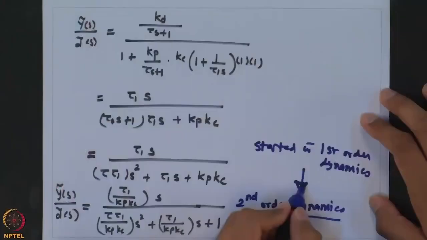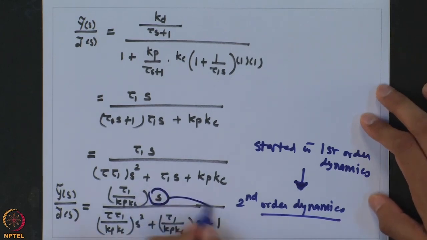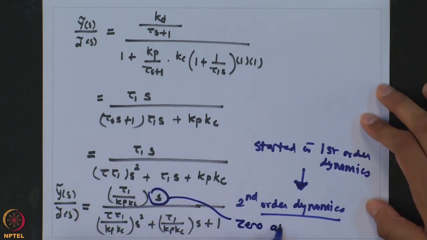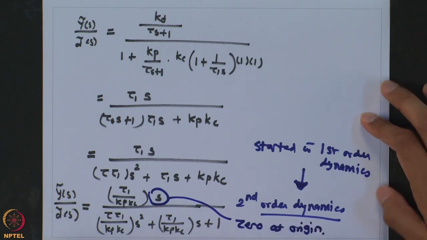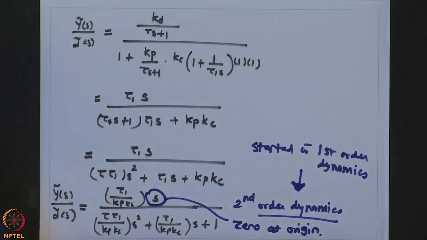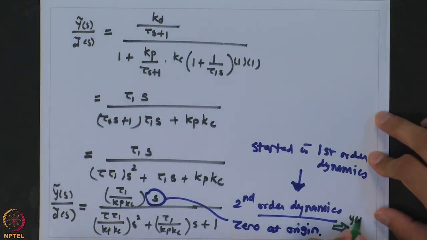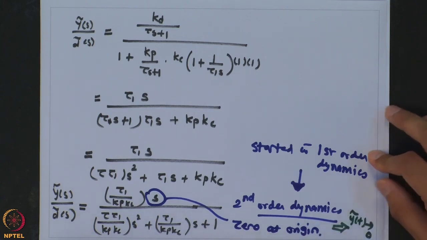But this disadvantage or limitation comes with an advantage: we have a zero at origin. So that is the main contribution of the integral action. This s in the numerator is coming because of this additional integral action which we have done. And if you recall the numerator dynamics lecture, when we have a zero at the origin, this results in the response going to 0.